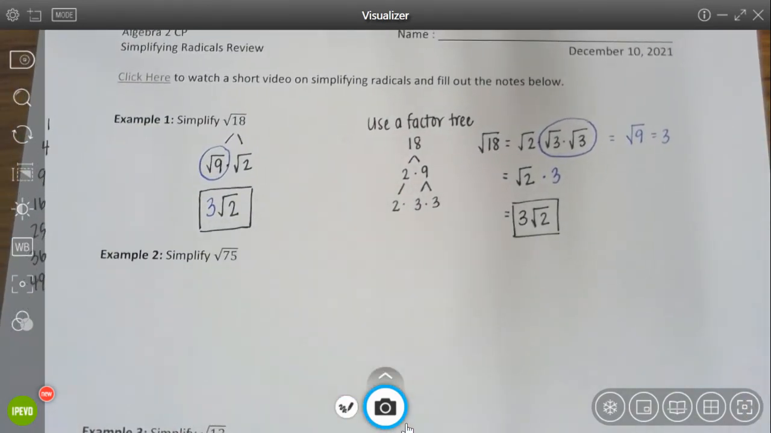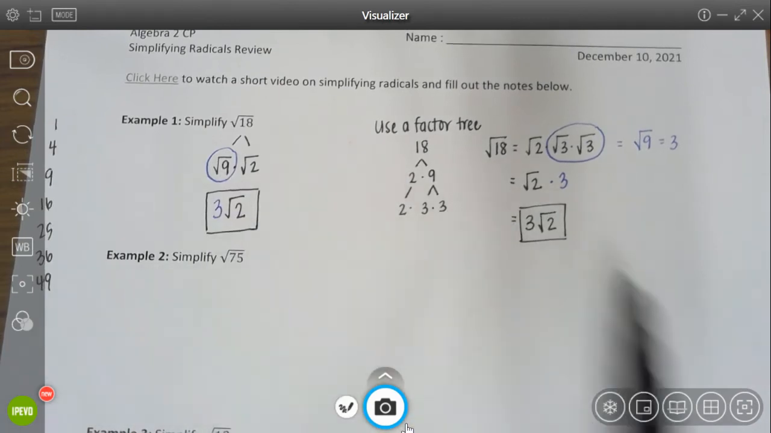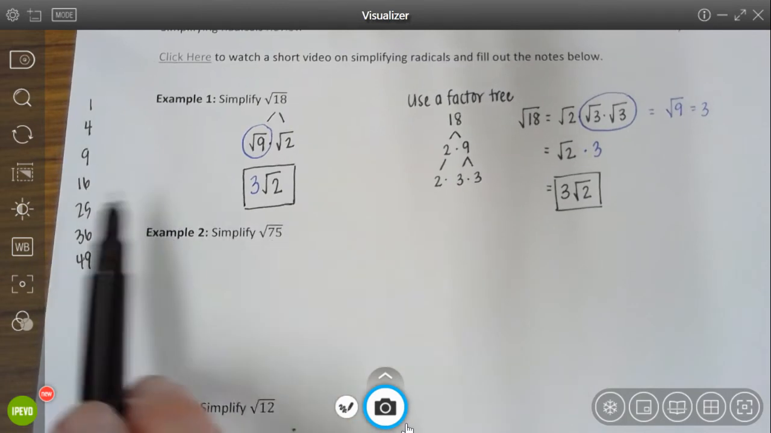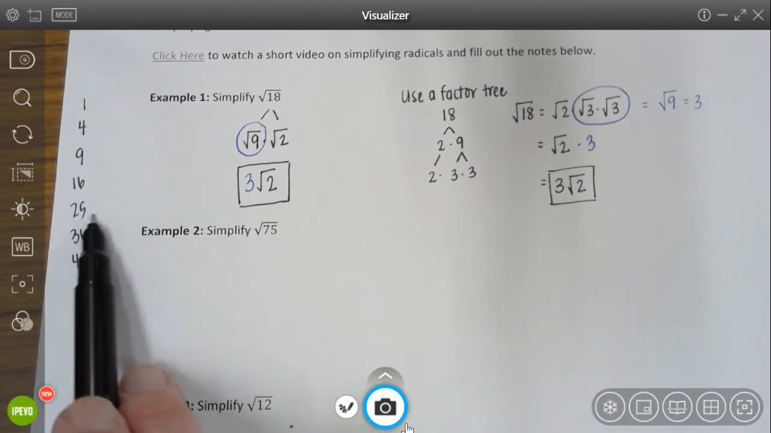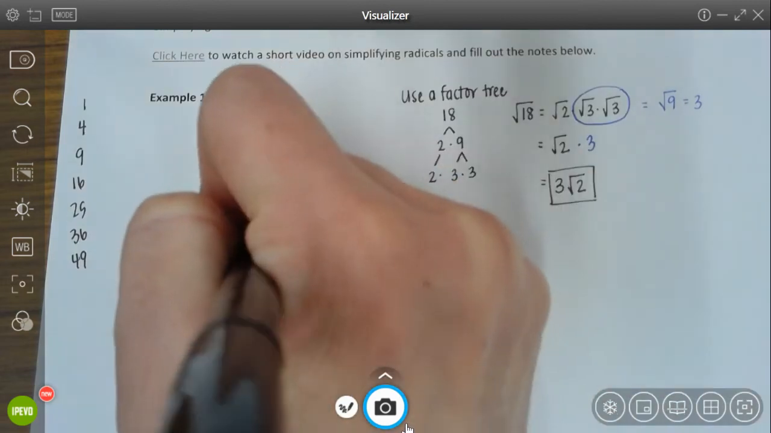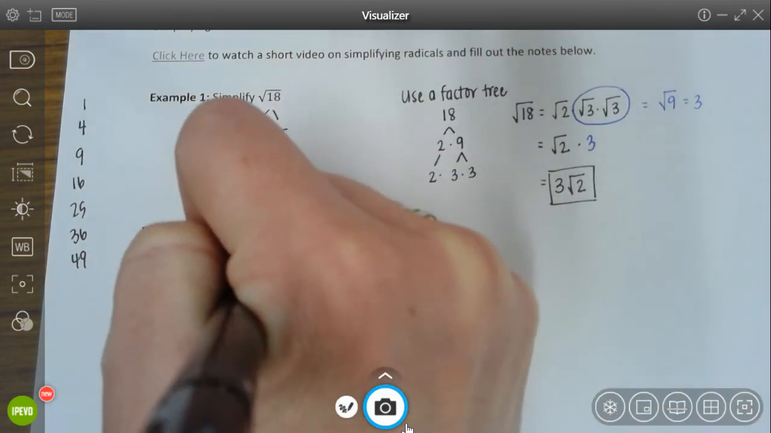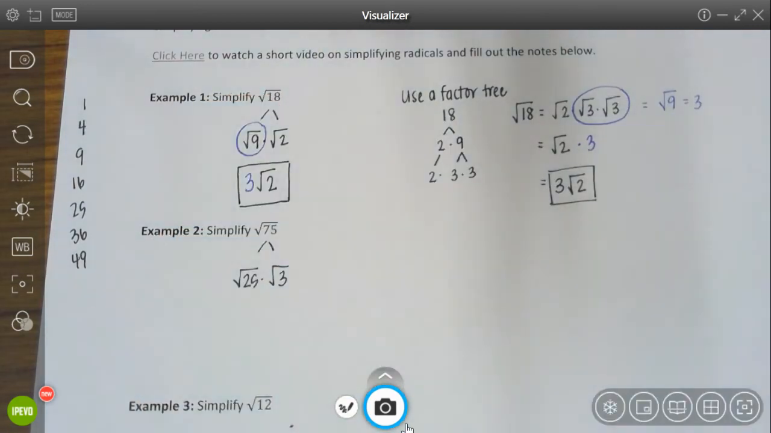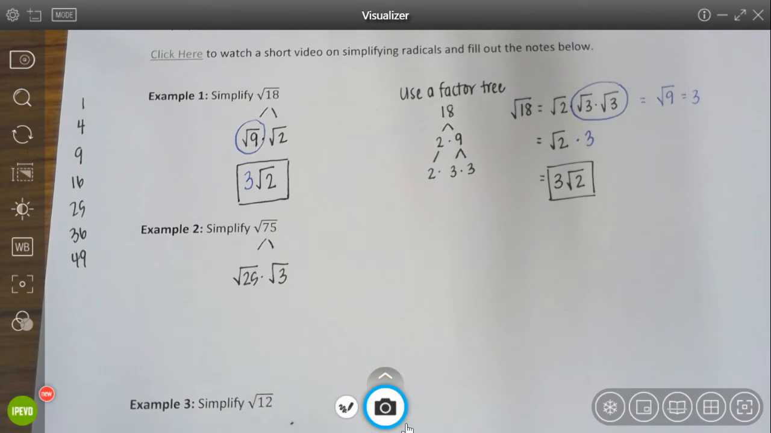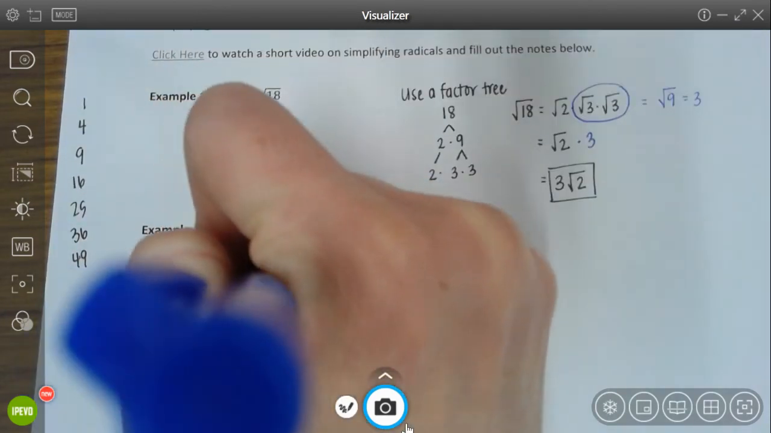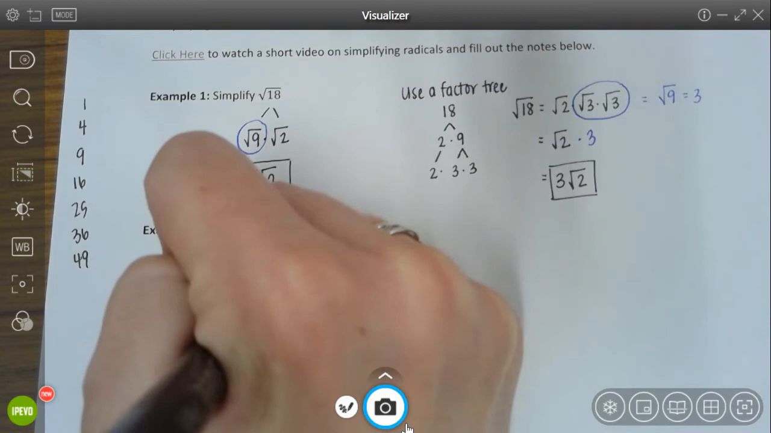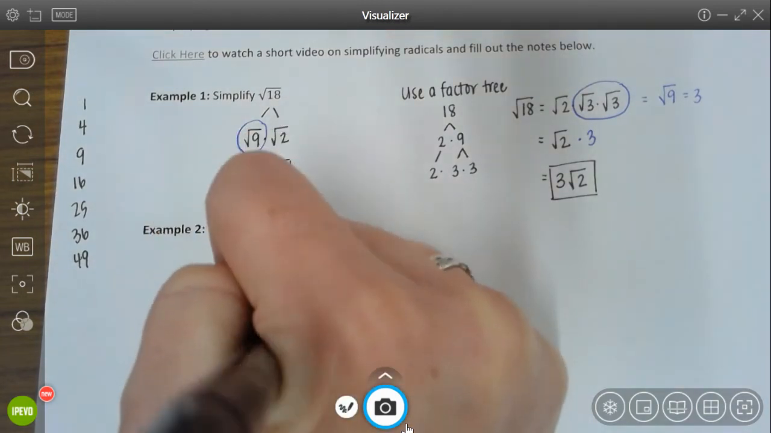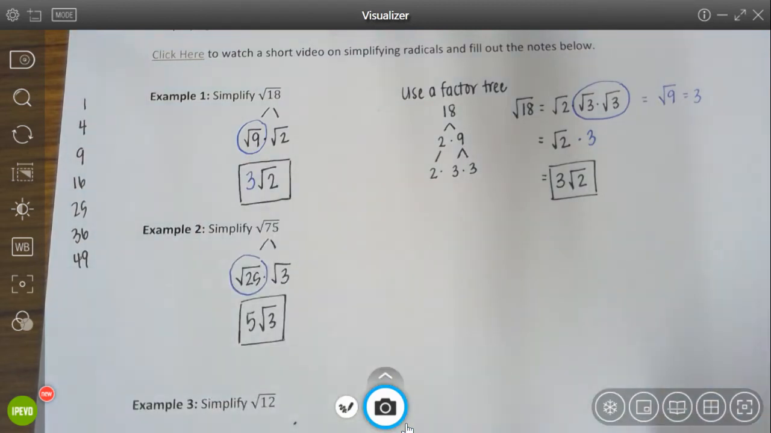I'll show you both ways to do this, again, using the perfect squares or using the factor tree. So our next example is the square root of 75. So if I think about the largest perfect square that I can divide 75 by, I know that's divisible by 25. So I'm going to write this as the square root of 25, and 75 divided by 25 is 3. So multiply that by the square root of 3. And again, the square root of 25, I can take the square root of that, and that would be 5, and bring down the square root of 3. So simplest radical form for this one would be 5 times the square root of 3, or 5 root 3.